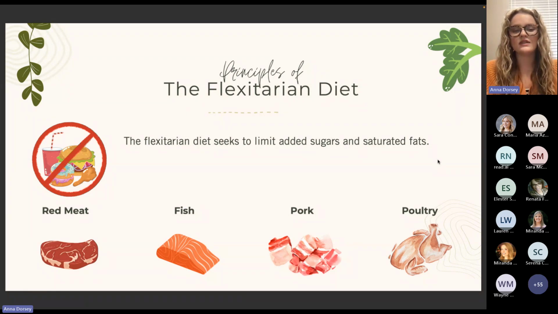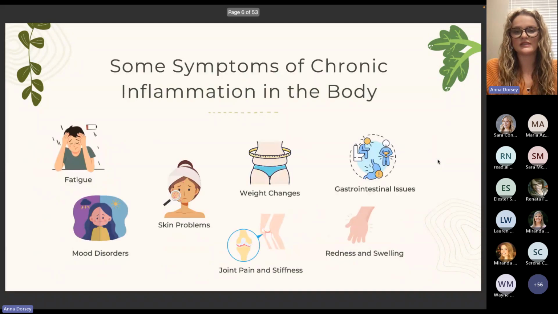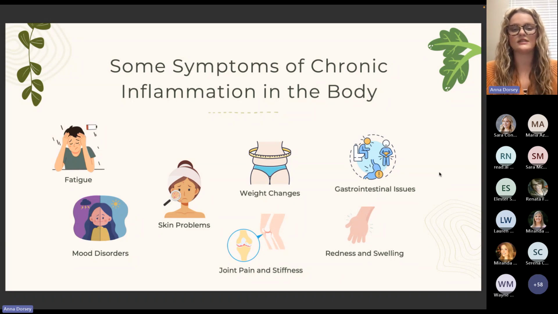And all of these foods, the reason why we want to lower these foods is because they have inflammatory properties in the body. And so we're going to talk about that more on this next slide. When we eat foods like saturated fats and added sugars, and when we have a prolonged high intake of meat, it's going to result in inflammation within the body. And inflammation within the body is going to have an effect of these symptoms right here. So things like fatigue, mood disorders, skin problems, weight changes, gastrointestinal issues, joint pain and stiffness, and redness and swelling.